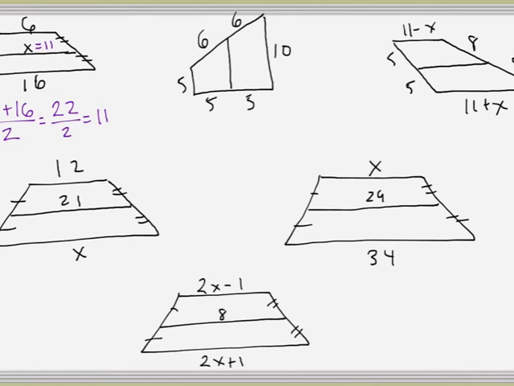For the middle one, we want to find x again as the median here. To find a median, we add together the bases. What are the bases here? 5 and 10. The bases are not always the top and the bottom. The bases are the parallel sides. So the bases are not in this problem the top and the bottom. The bases are the parallel sides, the 5 and the 10. Add those up, divide by 2. We get 15 over 2, or 7.5.